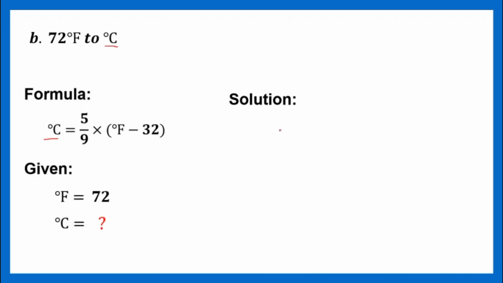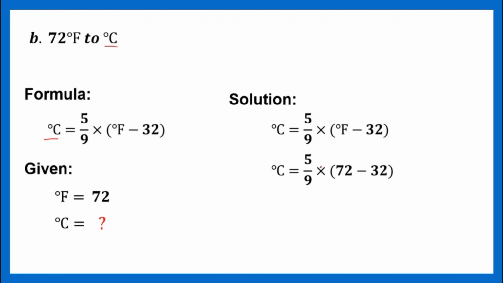Next is solution. So, for solution, don't forget to write again the formula. Ayan. Then, after writing the formula, you just have to substitute kung ano yung value ng degrees Fahrenheit. So, saan yun makikita? Nasa given. So, itong 72 na yan, ipapalit mo sa degrees Fahrenheit. The rest, copy. Ayan. Ganun po yun.